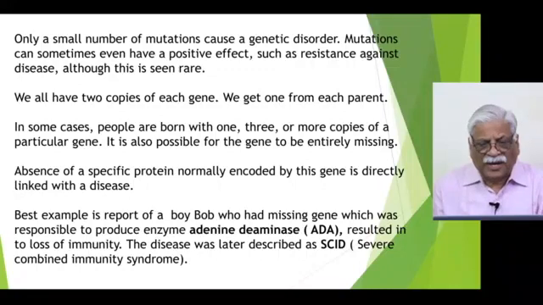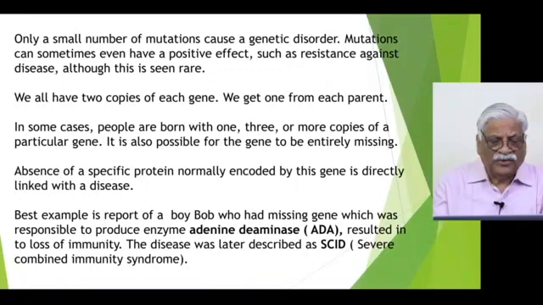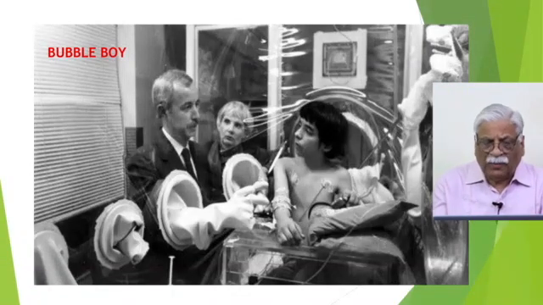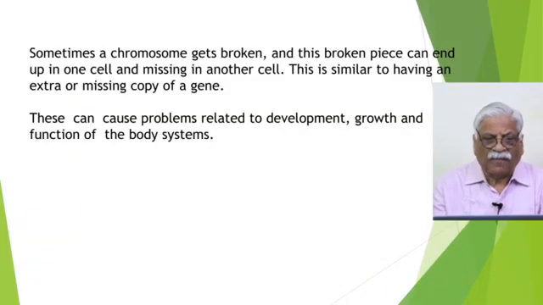This boy was kept in a bubble so that he should not directly come into contact with the environment. This disease was later described as SCID, severe combined immunodeficiency syndrome. This is a diagram of the boy who was placed in a bubble, and the doctor has to approach through the small opening inside to talk to the boy or give medicines to the boy.